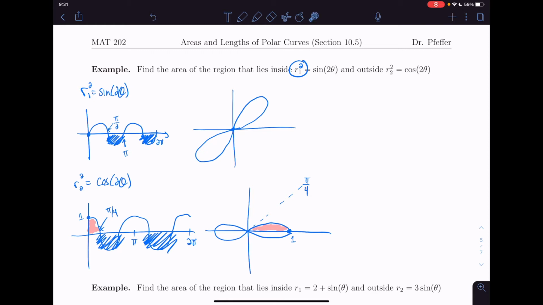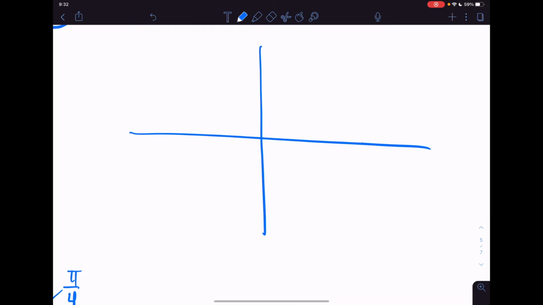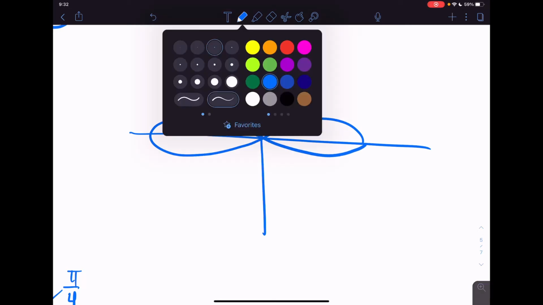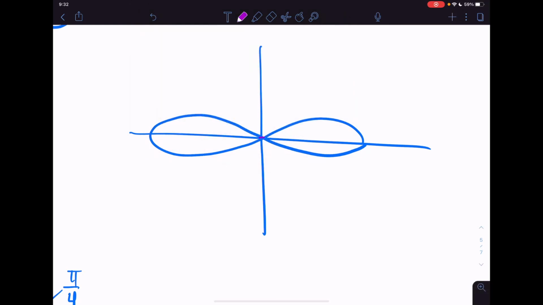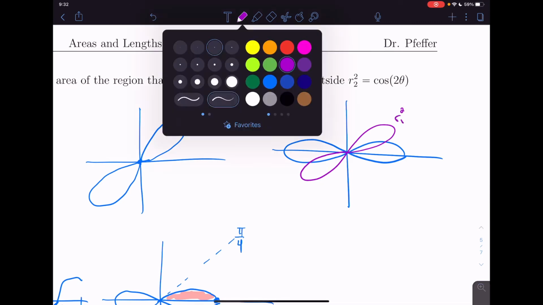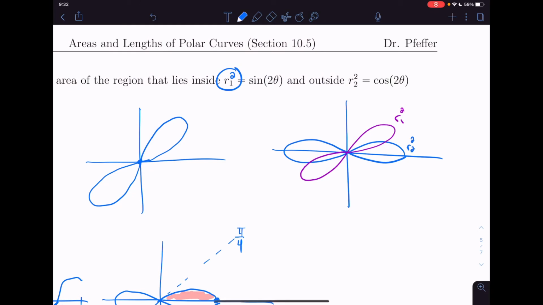What I'd like to do is overlay these two graphs on top of each other. Well, when I combine these two graphs together, let's zoom in here. I'm going to get one petal curve like this, and then we're going to draw it in a slightly different color, purple maybe, another petal curve that looks like that. So what we have here is R1 squared in purple and R2 squared in blue.